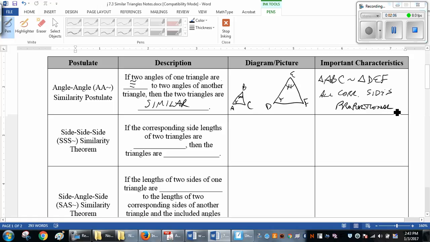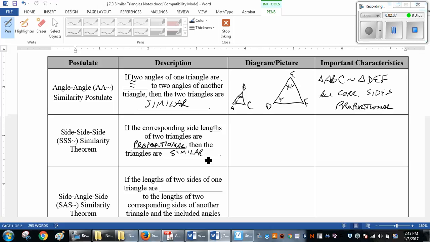All right, the next one is side similarity. Now, this is not like side congruency, because the sides don't have to be congruent. If the corresponding side lengths of two triangles are proportional, which again means we have that common scale factor or common ratio between them, then the triangles are similar. Remember, we're not looking for congruent triangles, we're looking for similar triangles, which means same shape, different size.